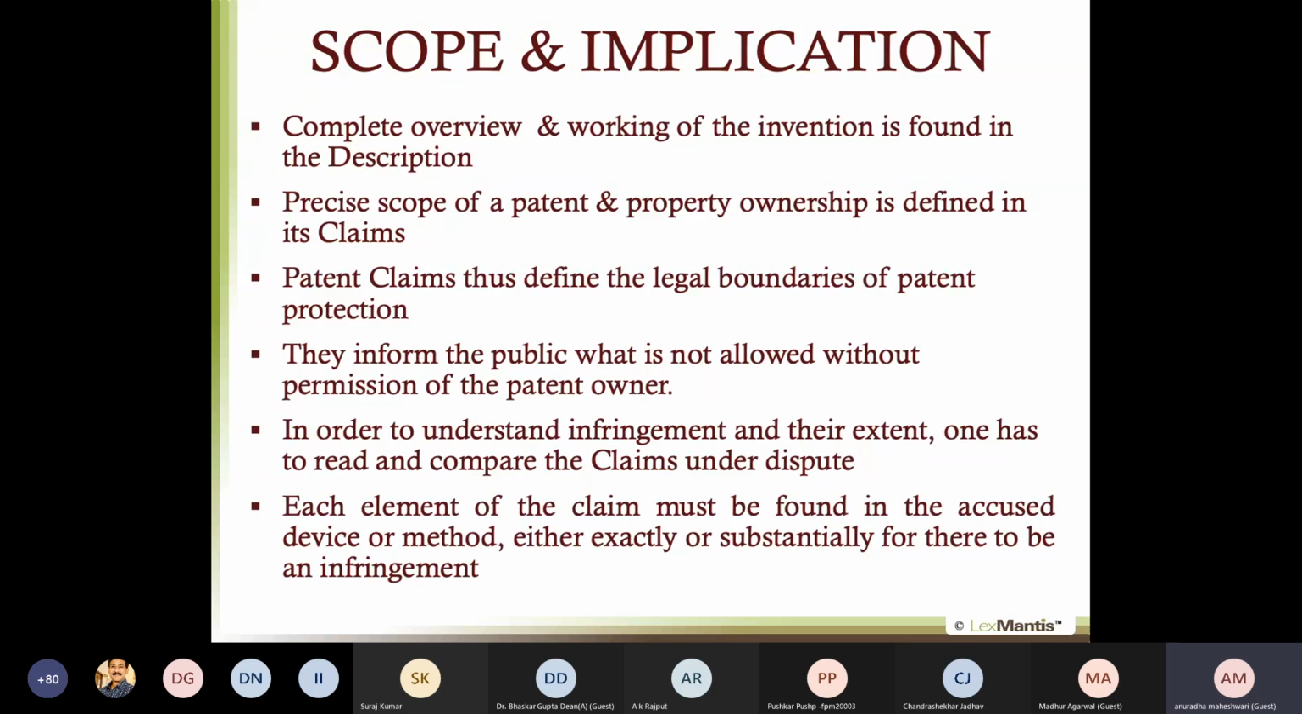The scope of the patent is explained, and the object of the patent is explained in the background and the object, but the claims are the ones which tell us what we are essentially patenting. Let me rephrase: patent claims are what we claim as an inventor.